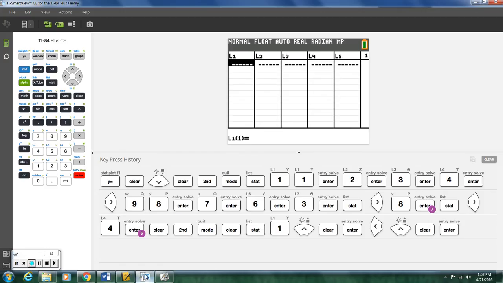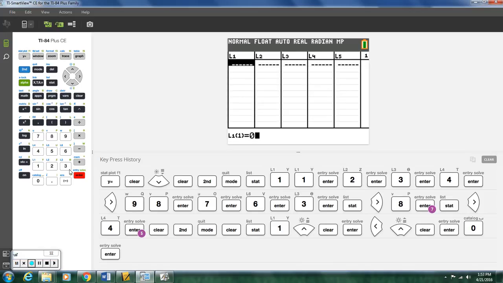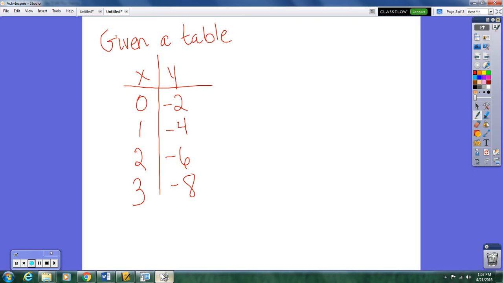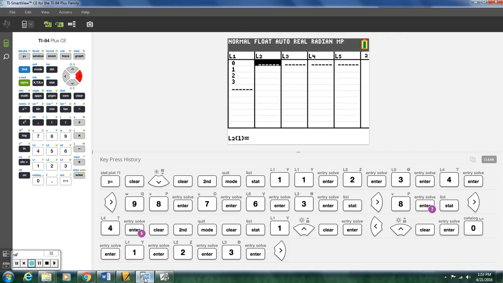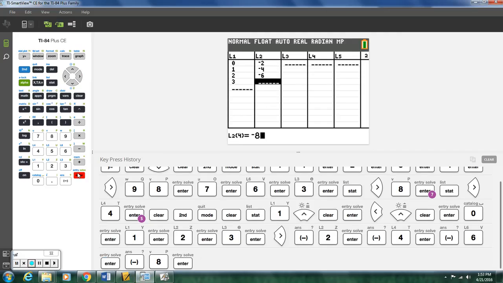So our points were on that first list, 0, 1, 2, 3. And you use your arrow over, and those points were -2, -4, -6, -8. You gotta make sure you hit enter at the very end so you get all those points. So you're telling the calculator, okay, I want you to calculate this line for me. So we got our points in there.